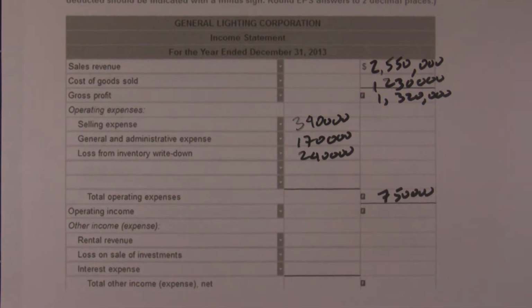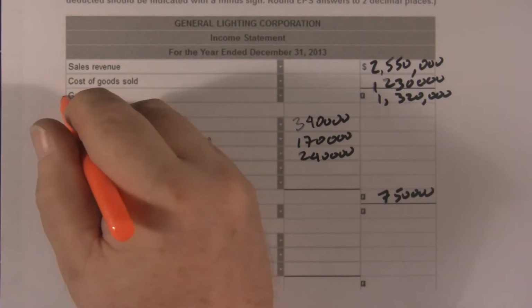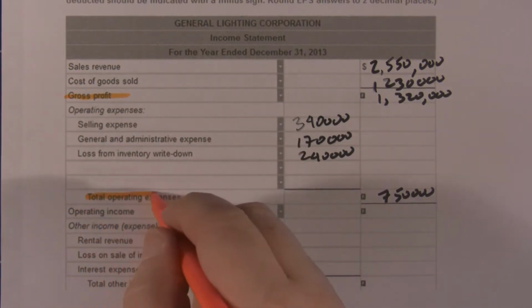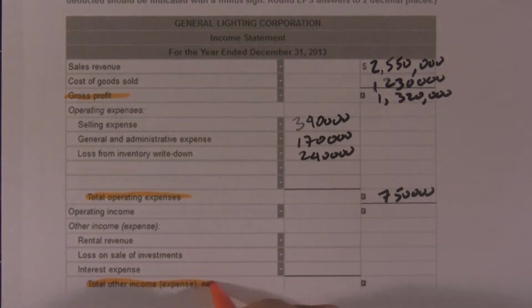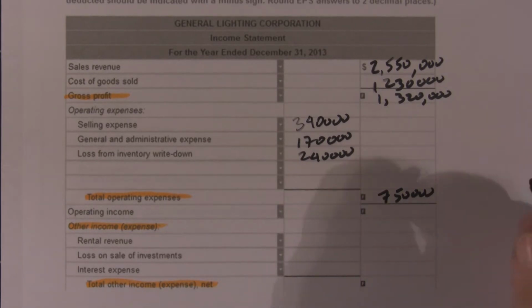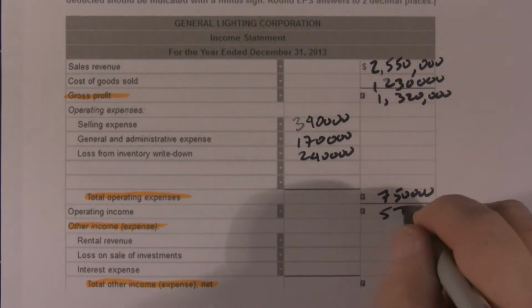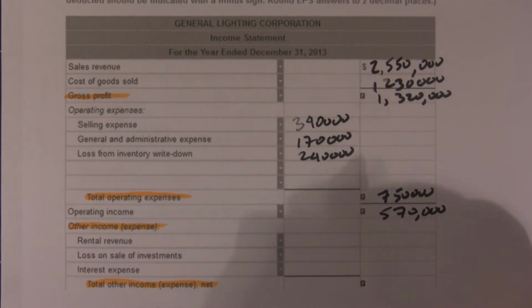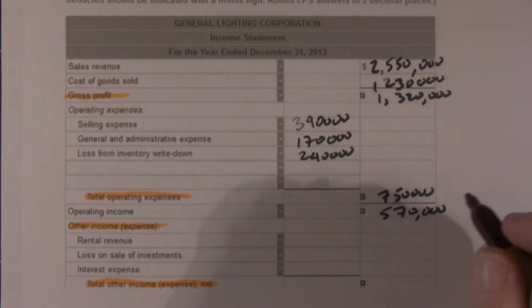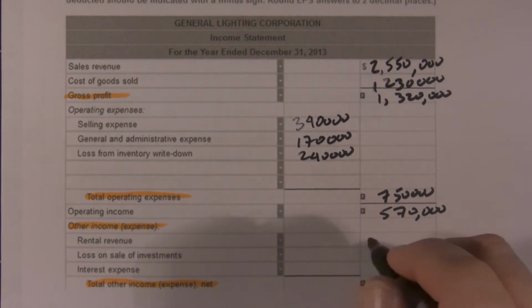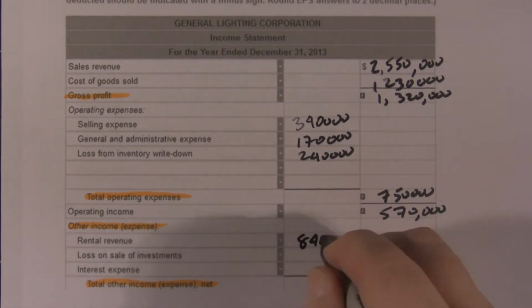And I want to point out to you that the big deal, according to FASB, are these subtotals. And these subtotals and their titles are important to FASB. And if they're important to FASB, they're important to us. So that gives us our operating income, gotta learn that term, $570,000.